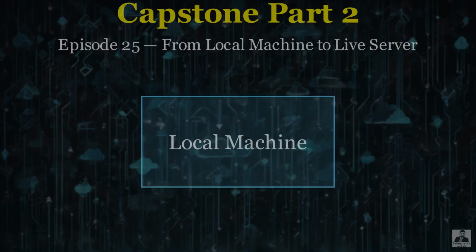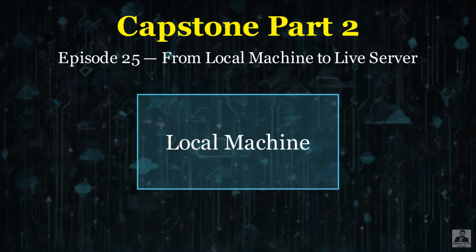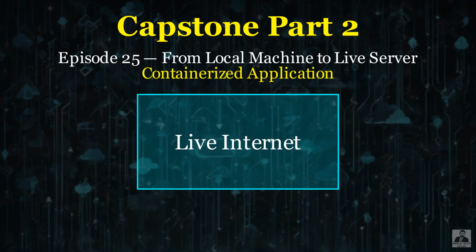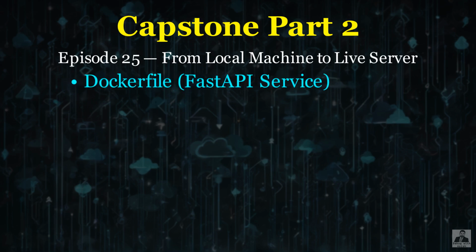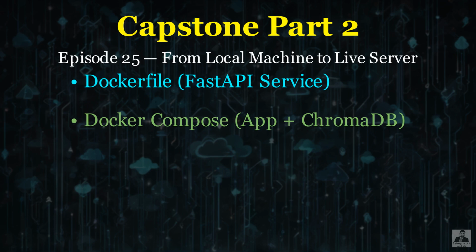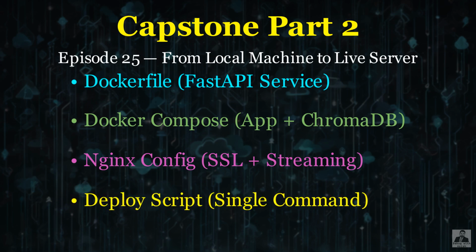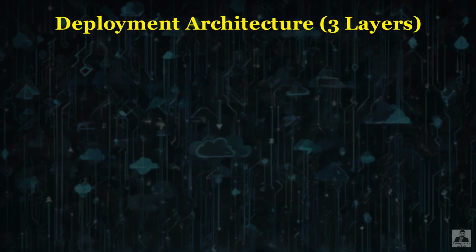The application from Part 1 runs on your local machine. In this episode, we containerize it and put it on the internet. We write a Dockerfile for the FastAPI service, a Docker Compose file that runs the app and Chroma as persistent services, an nginx config that handles SSL and streaming correctly, and a deploy script that takes the whole thing live with a single command. The deployment has 3 layers.